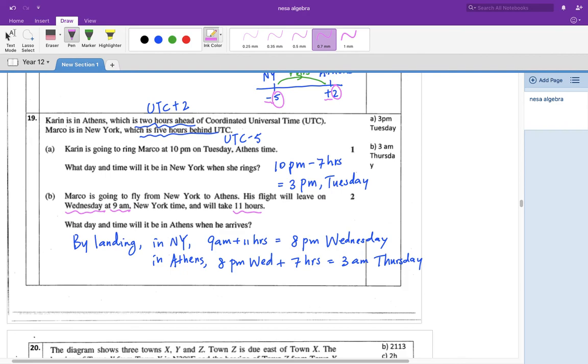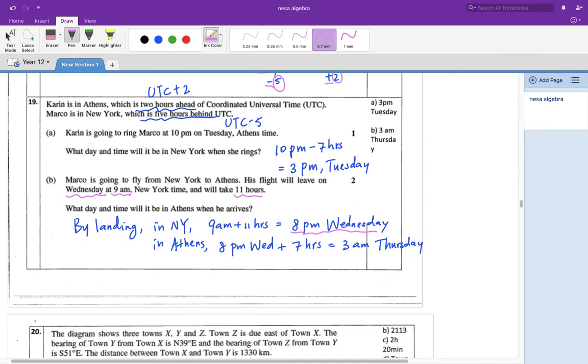Even if it takes 7 hours and you go to another country, the time in this country does not get affected. So I add the 11 hours to it. It will give me 8 p.m. on Wednesday. But that's when the plane lands in Athens, right? So this is the time in New York at that time. But Athens is 7 hours ahead. So you plus the 7 hours to it, which will give you 3 a.m. on Thursday.